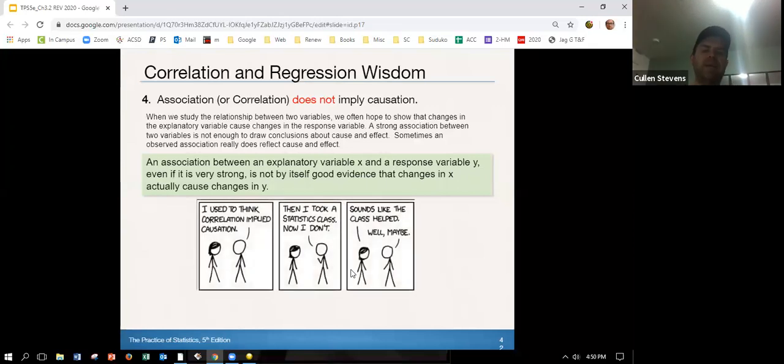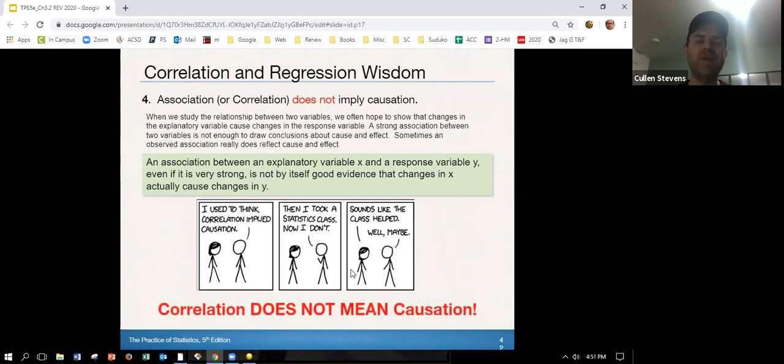I love this comic. "I used to think correlation implied causation. Then I took a statistics class, now I don't." "Sounds like that class helped." "Well, maybe." Classic. Please remember, correlation does not mean causation.